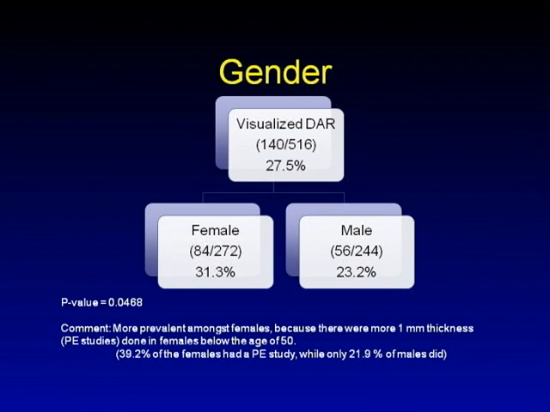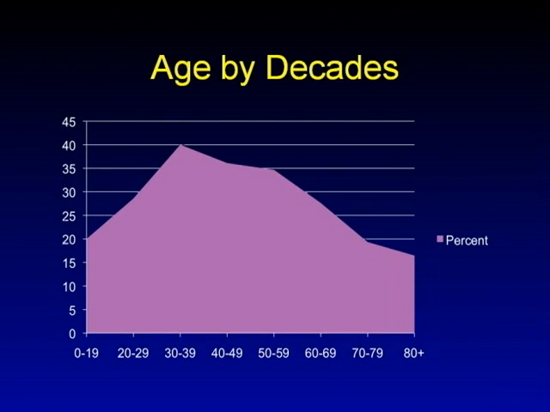When looking at the patient factors specifically, there was definitely a higher prevalence amongst females to see the ductal remnant. However, it should be noted that there was a larger number of PE studies done at 1 millimeter thicknesses in that population. So this could be a confounding factor. When looking at age, there was definitely a higher peak incidence between the ages of 30 and 60 years. Once again, this may be due to the fact that we were doing a higher number of 1 millimeter CT studies in that population for PE evaluation.